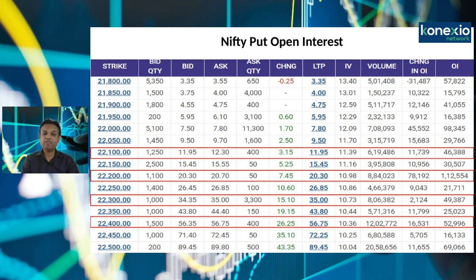And between these levels, one should try to build long positions, looking at the sustainability of the market. If the market stabilizes, I mean to say, if Nifty stabilizes between 22,200 and 22,300, then one should go long at those levels. Till then, one should wait for some correction towards these levels.